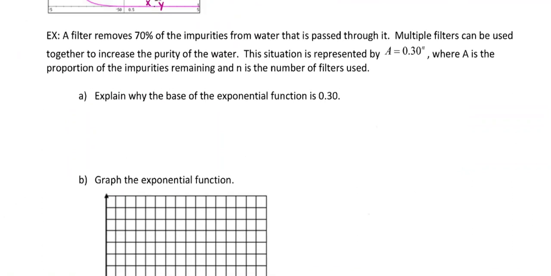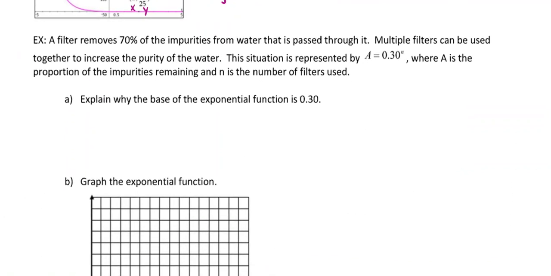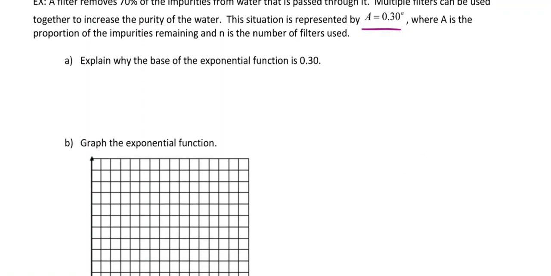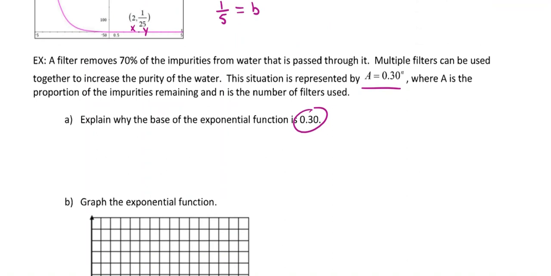Next question here says a filter removes 70% of the impurities from water that passes through it. Multiple filters can be used together to increase the purity of the water. This situation can be represented by A is equal to 0.30 to the power of n, where A is the proportion of the impurities remaining and n is the number of filters used. Okay, so it says, explain why the base of the exponential function is 0.3. So we know that the filter removes 70% of the impurities. So why would this be 0.3 for our multiplier?